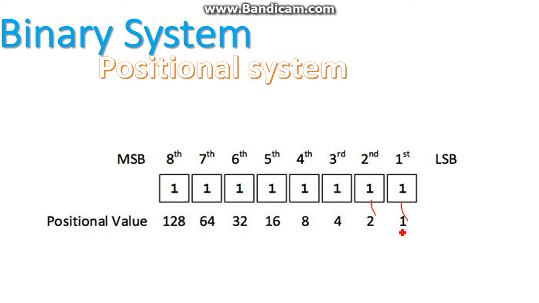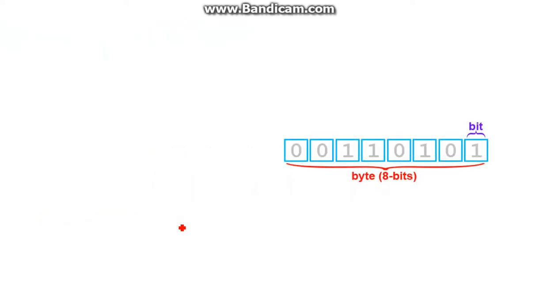So how do we obtain these values? Well, let me show you how. Consider now the following binary number consisting of 8 bits again. The bit at the leftmost position, let's say this one, is called the most significant bit, and the bit at the rightmost position, which is this one, is called the least significant bit.